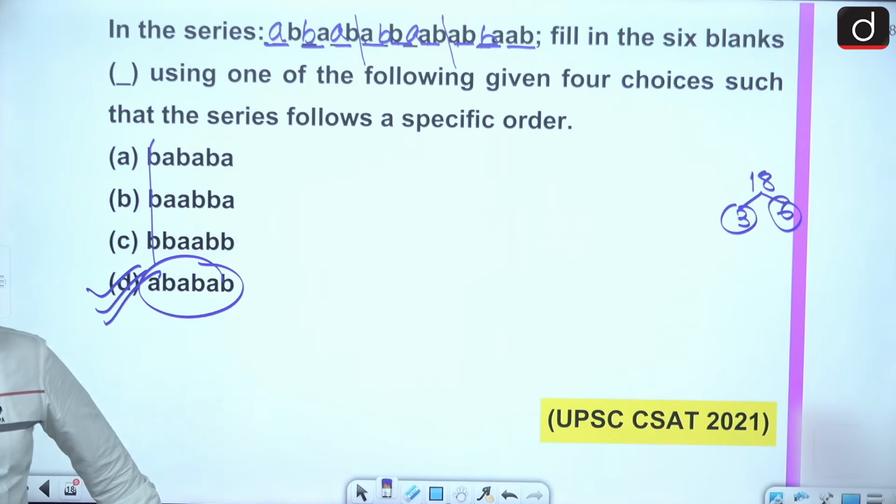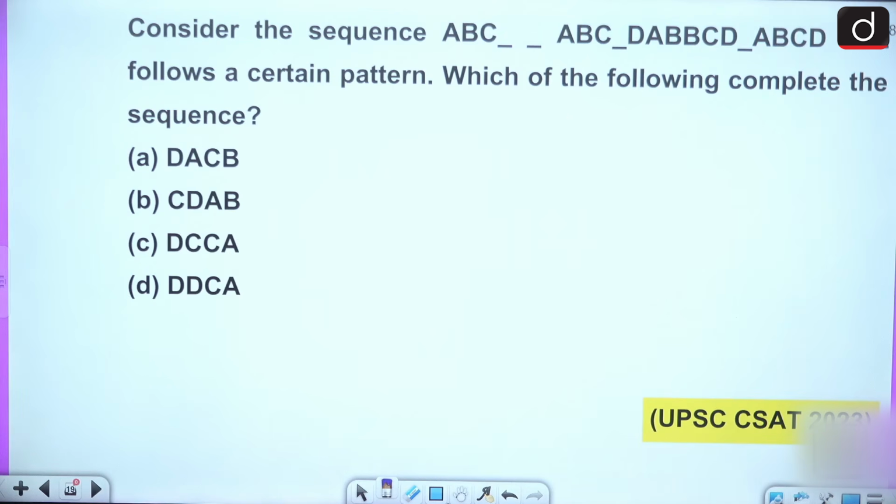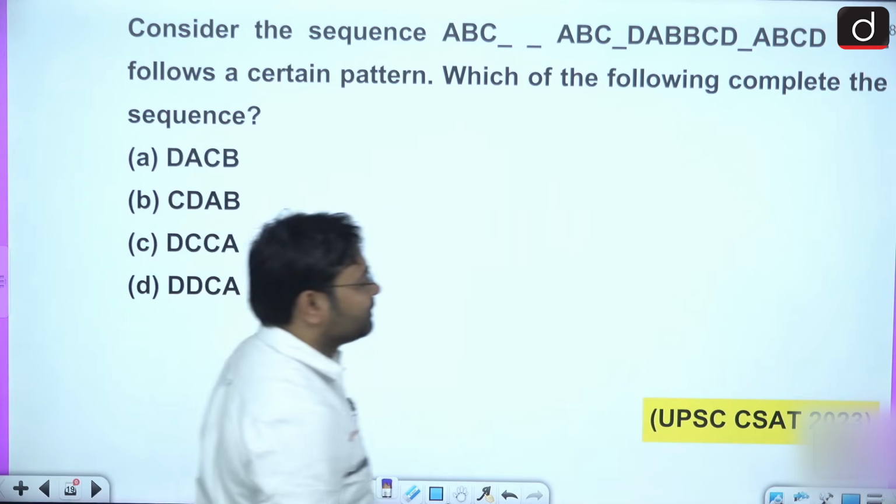Clear this is? Next one. This is from 2020 और इसको हल्के में नहीं लेने का.